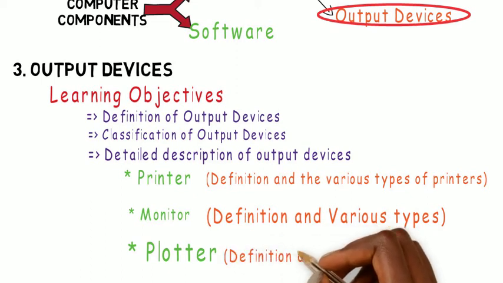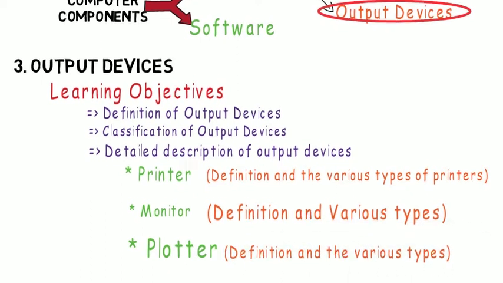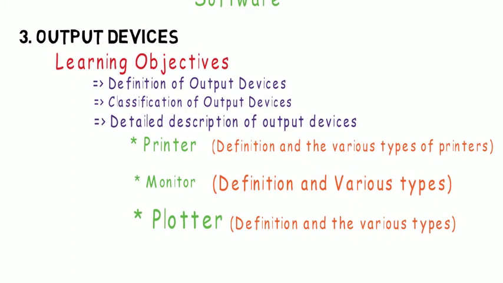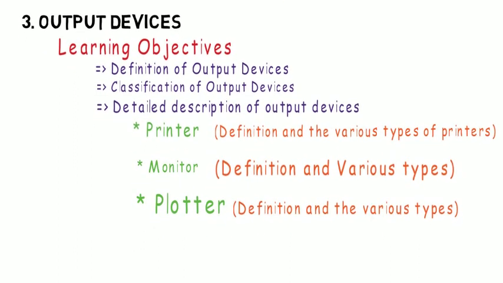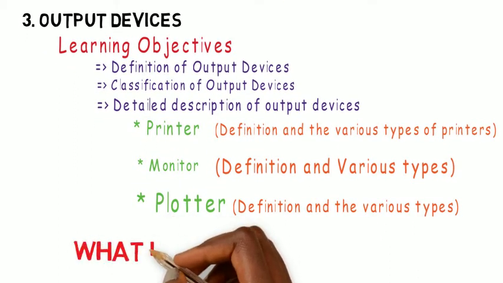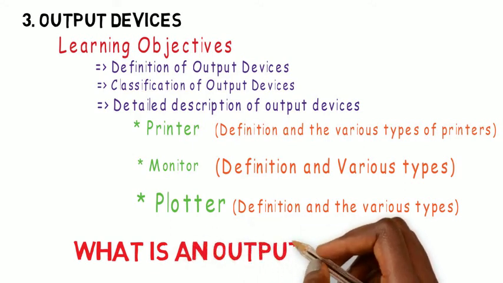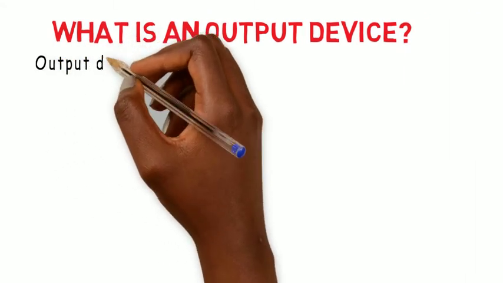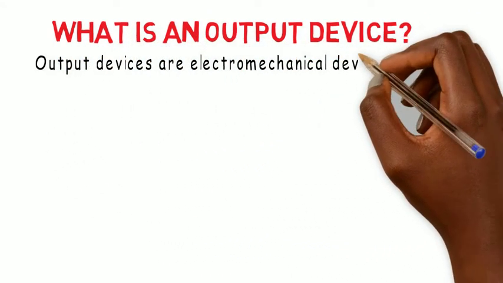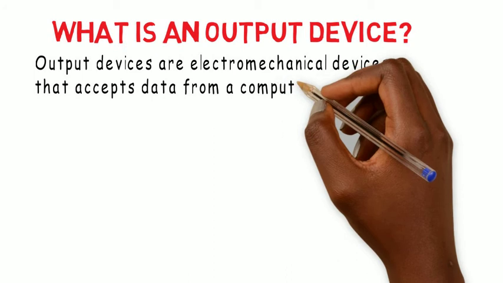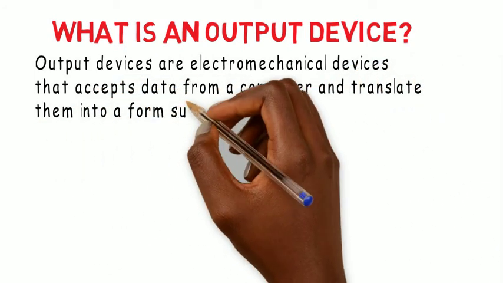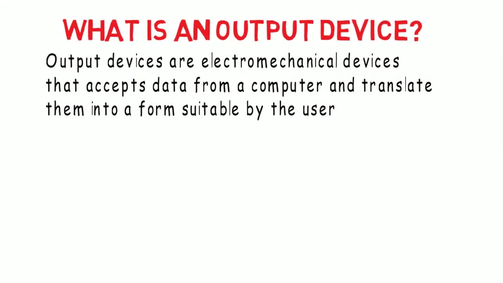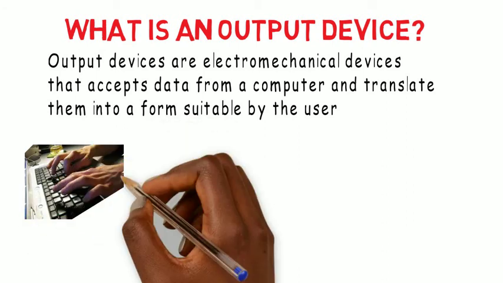So let's dive straight into objective number 1. So sit tight, put on your seat belt as we change gears. What is an output device? Output devices are electromechanical devices that accept data from a computer and translate them to a form suitable for the user. What does this mean?